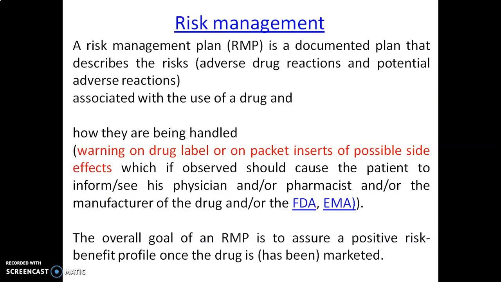Now let us see the risk management process. The risk management plan, which is called RMP, is a document that describes the risks, the adverse reactions or potential adverse reactions associated with the use of a drug, and how they are being handled, because we want to manage the risk, as the drug carries a risk. You check the ratio and see whether the benefit outweighs the risk. If it does, such drugs can be taken, but they should be handled in a better way. So how are they being handled?